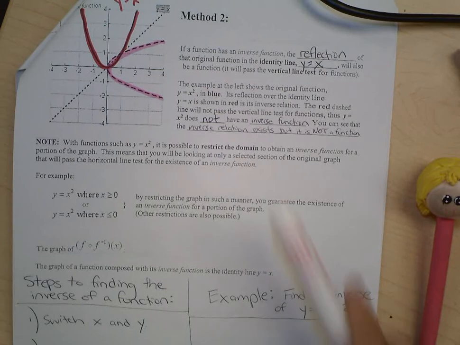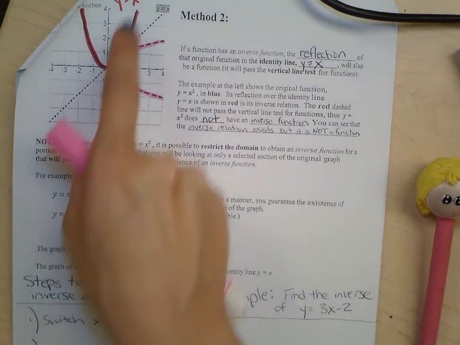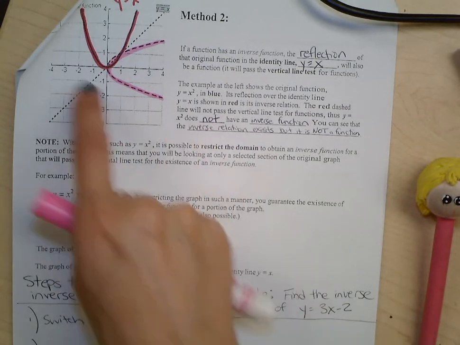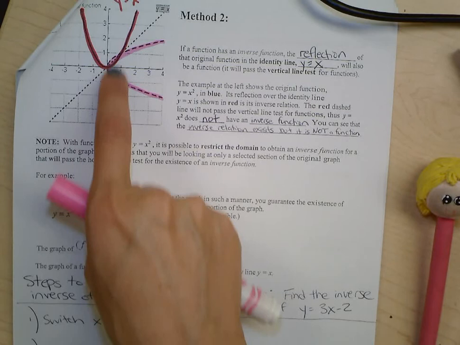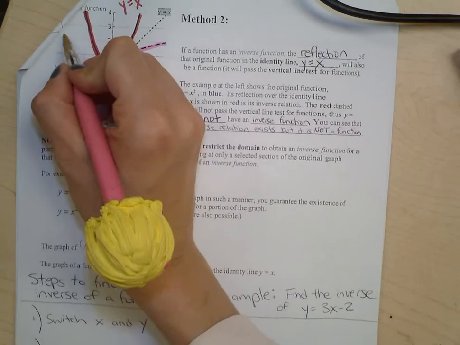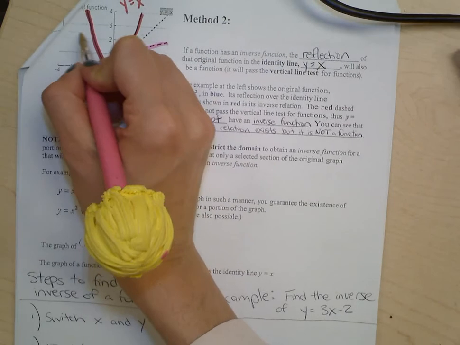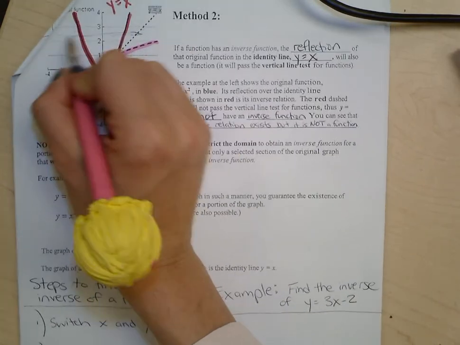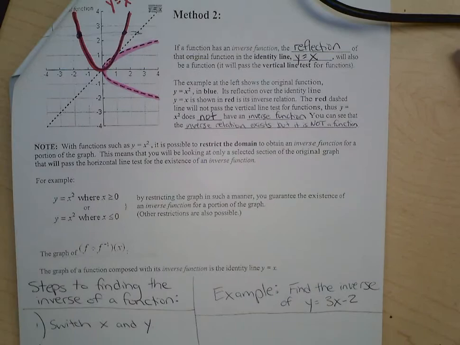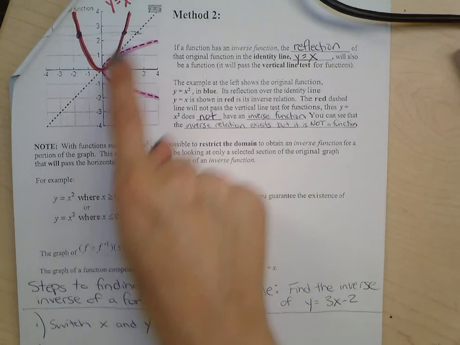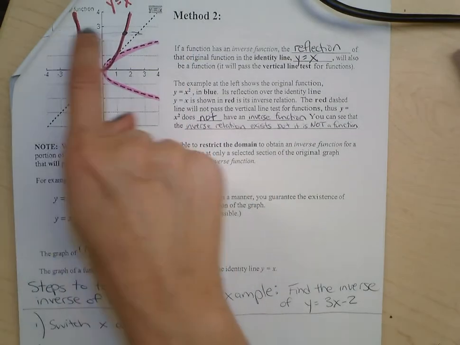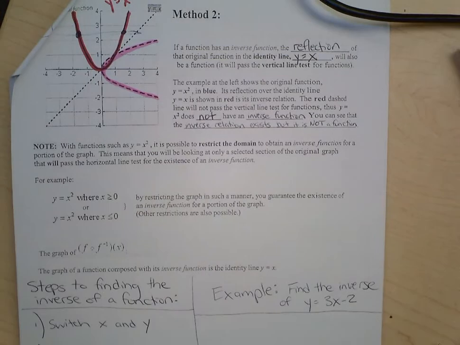This red line here will not pass the vertical line test because y = x² does not have an inverse function. If we were to do a horizontal line test right here, it would intersect at 2 points, here and here. So this is not a function, it would just be an inverse relation, because if we do our horizontal line test, it intersects at 2 points.